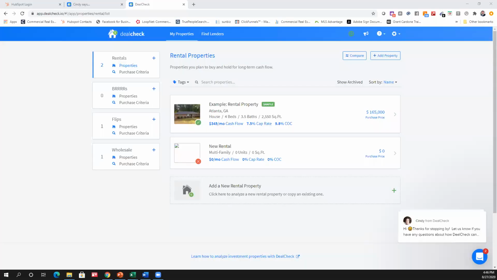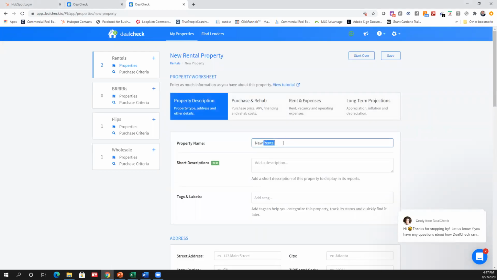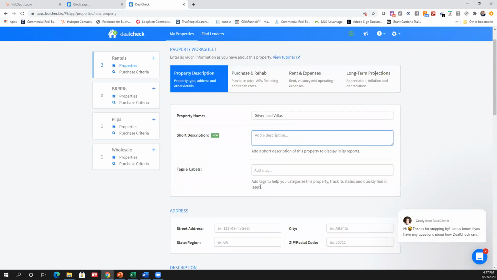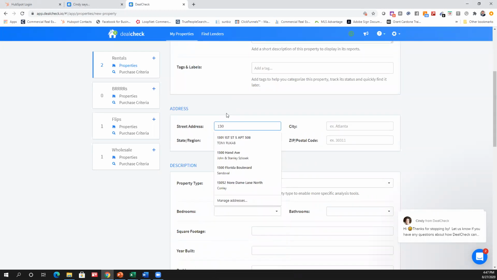Let's see here. Okay. So let's just make sure. Okay. So we're going to do this. We're going to add a property. We're going to enter this manually. We're going to call this Silver Leaf Villas. Okay, guys, and you can get fancy with this and put all your description. You can do whatever you want.